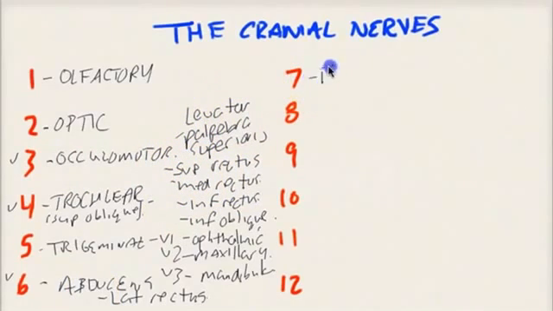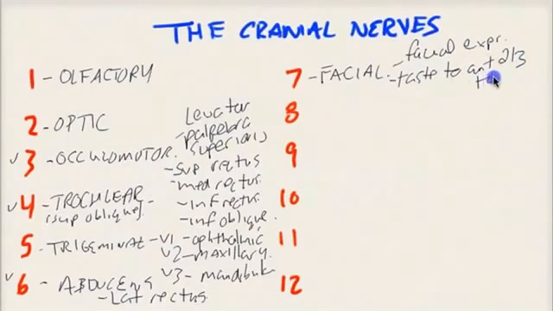The seventh cranial nerve is known as the facial nerve. The facial nerve innervates the muscles of facial expression. So anytime you see someone expressing themselves, that's cranial nerve 7 working. It also provides taste to the anterior 2/3 of the tongue. It provides secretomotor innervation to the salivary and lacrimal glands. It also innervates the posterior belly of the digastric muscle and the stapedius.